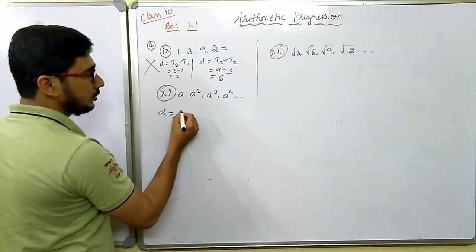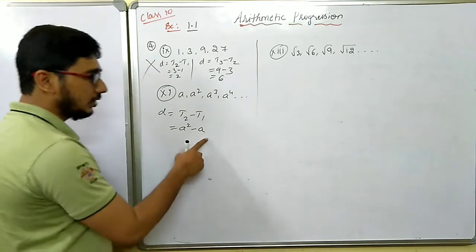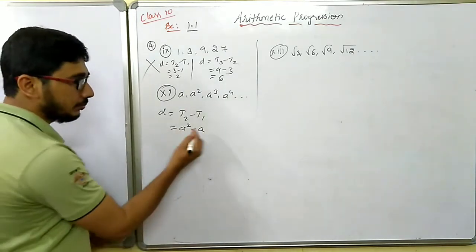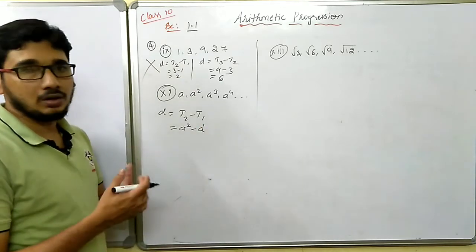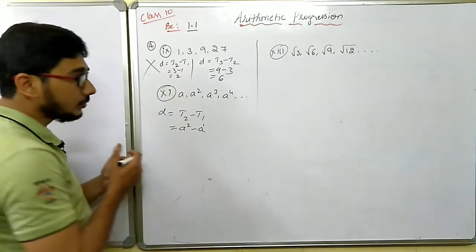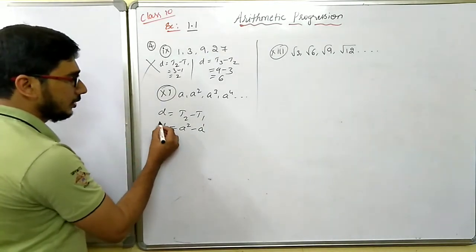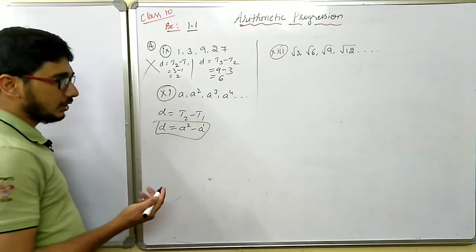So D is equal to T2 minus T1, A square minus A. See here, we are not able to subtract because the degrees vary. A to the power 2, A to the power 1. Like this, we cannot subtract. Here you are getting D is equal to this much only, A to the power 2 minus A to the power 1.